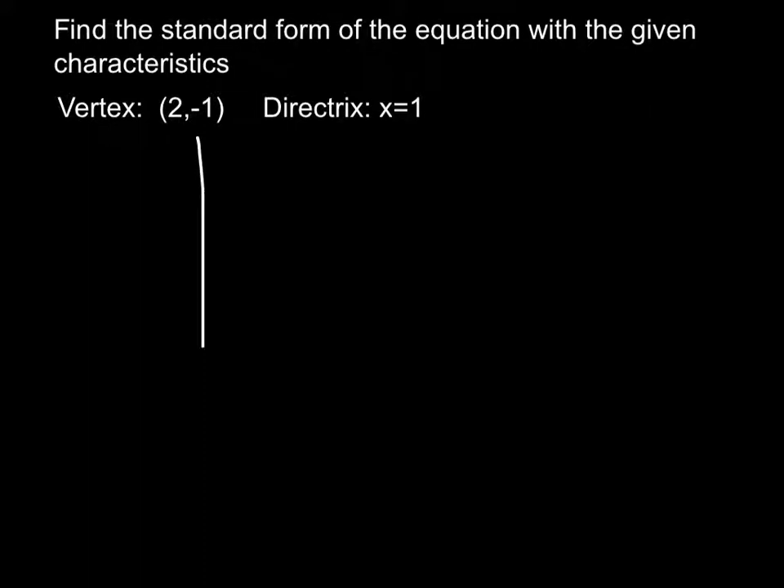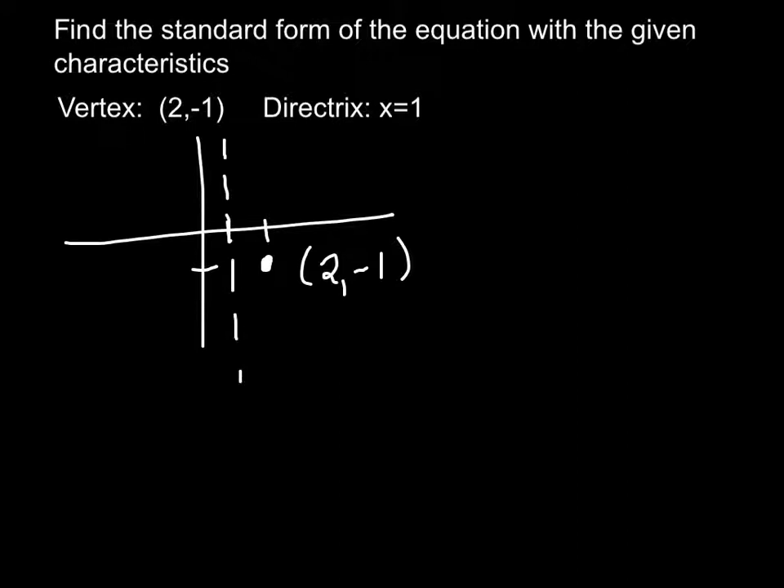Last example. Let's draw what we know. The vertex is at (2, -1) and the directrix is at x = 1. The first thing I'm going to find here is the p-value. The p-value is the distance right here, and that's a distance of 1. So p = 1, which means the focus would be 1 further in this direction. So my parabola will look something like this.